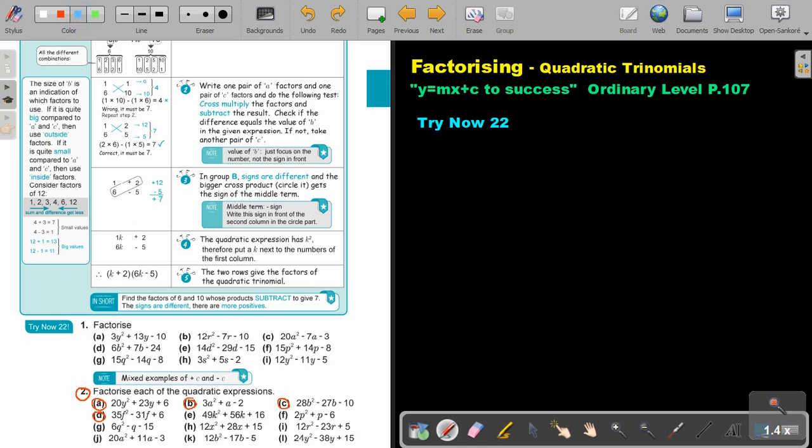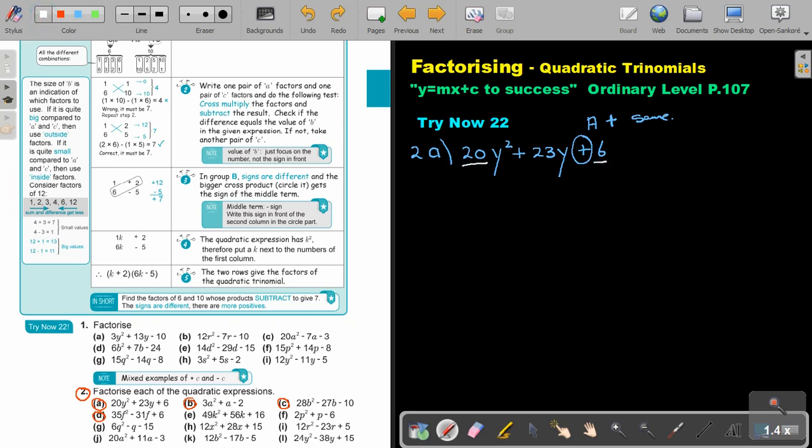Okay, but let's start. Number 2A. Now, if I write it down, I say 20y squared plus 23y plus 6. Always start by saying this is in group A. So I'm going to add the factor pairs, and the signs will be the same. So I say 20 and 6.